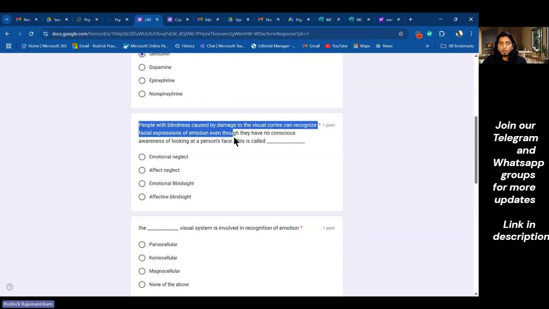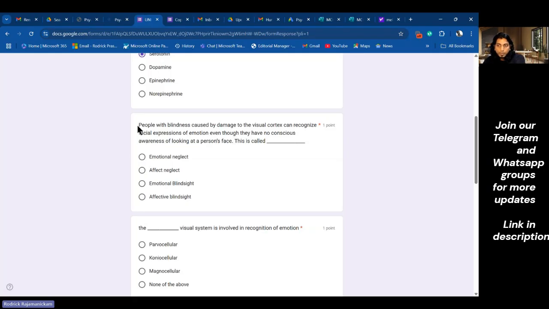That is also applicable for emotions. If you ask a person who has visual cortex blindness what the other person is doing, what their facial expression is, is it smiling, frowning, crying, they'll still be able to say it, but they will not have conscious awareness of looking at it. They'll accurately say it without this conscious awareness. So this is called affective blind sight. Emotional blind sight is just a layman's version of it, so I just put it as a distractor. The right answer here would be affective blind sight.